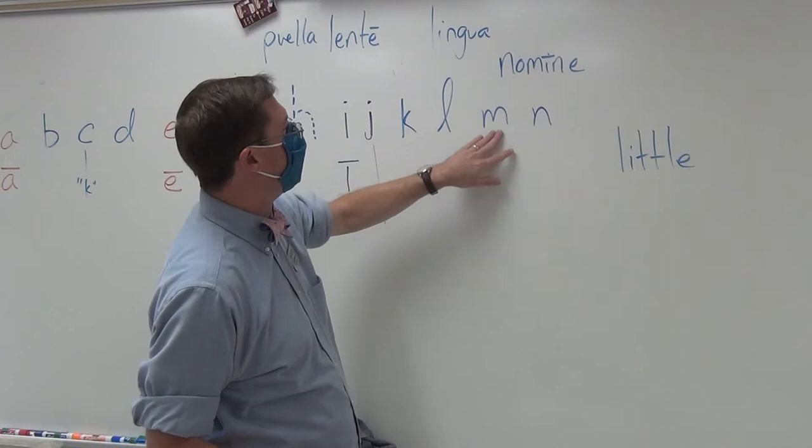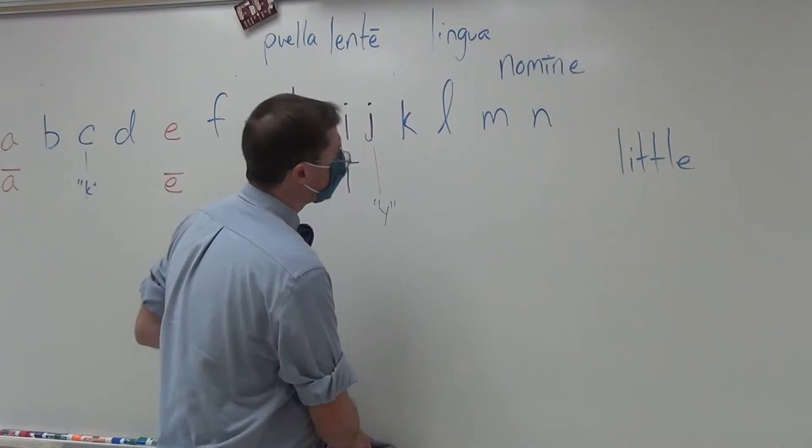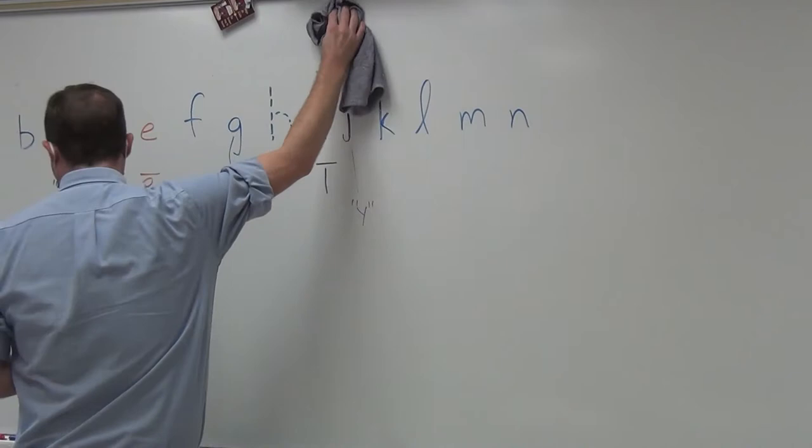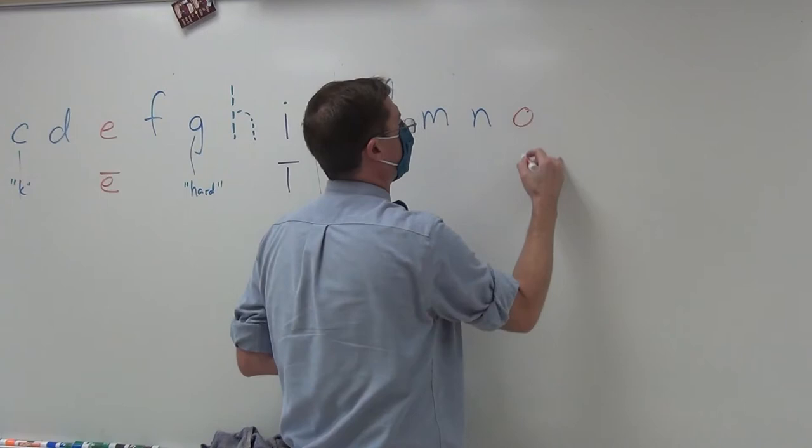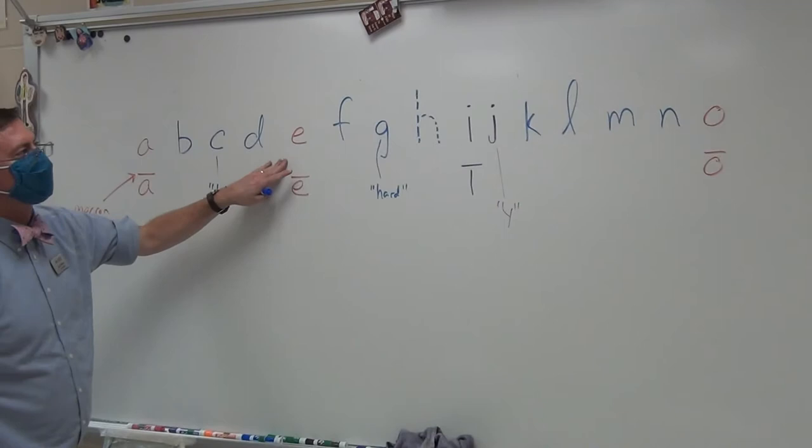The next letter, I have to get the red marker again, and it is the vowel O. So quickly to review our vowels, because they are incredibly important. A's are A's, E's are A's, I's are E's.